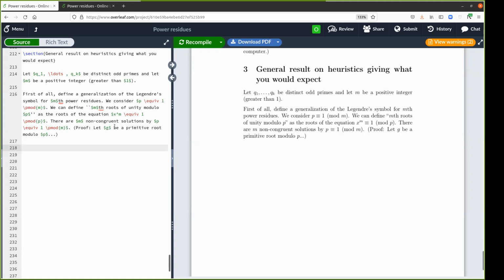Can you repeat what is the claim you are making? So I claim that there are m non-congruent solutions to the equation x to the m is 1 modulo p. And what is m? M is some positive integer greater than 1. Well, you could take m equals 1, but that's boring. And I call these solutions the mth roots of unity modulo p.